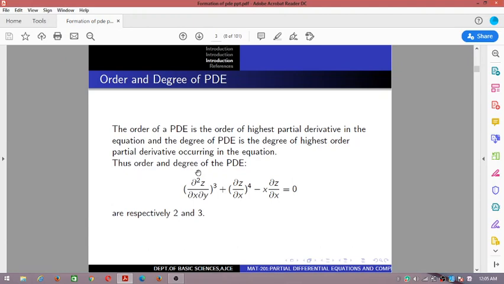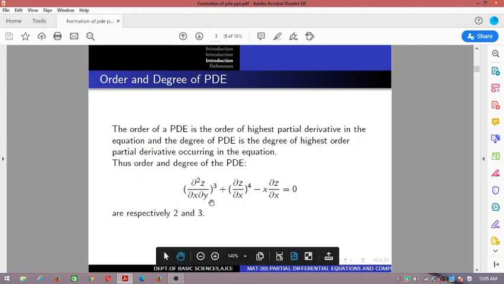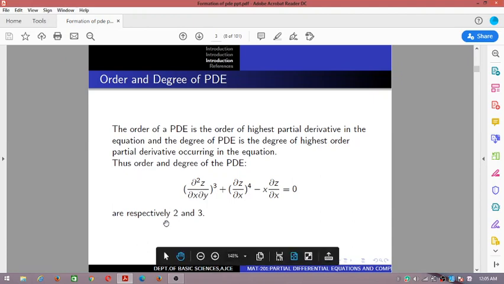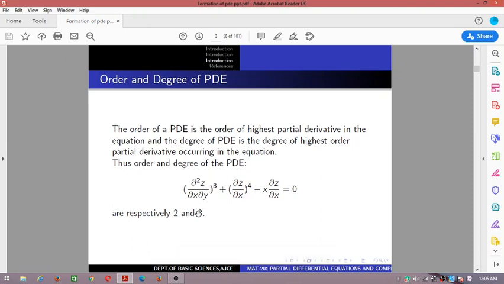Thus, the order and degree of the partial differential equation (dou square z by dou x dou y) the whole cube plus (dou z by dou x) the whole raised to 4 minus x into dou z by dou x equal to 0 are respectively 2 and 3. Let us see on this expression that the highest order of the derivative is 2. Here z is differentiated 2 times, hence the order is 2, and the degree of the highest ordered term, that is the degree of dou square z by dou x dou y, is 3, hence the degree of the partial differential equation is 3.